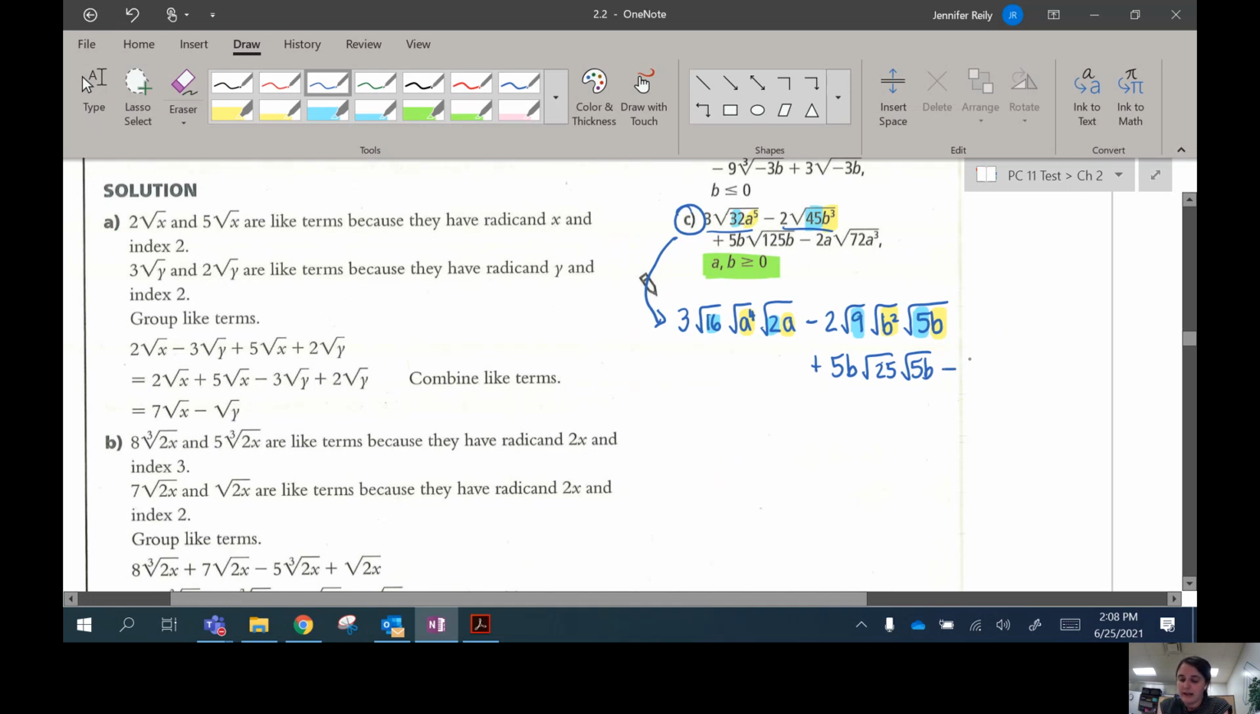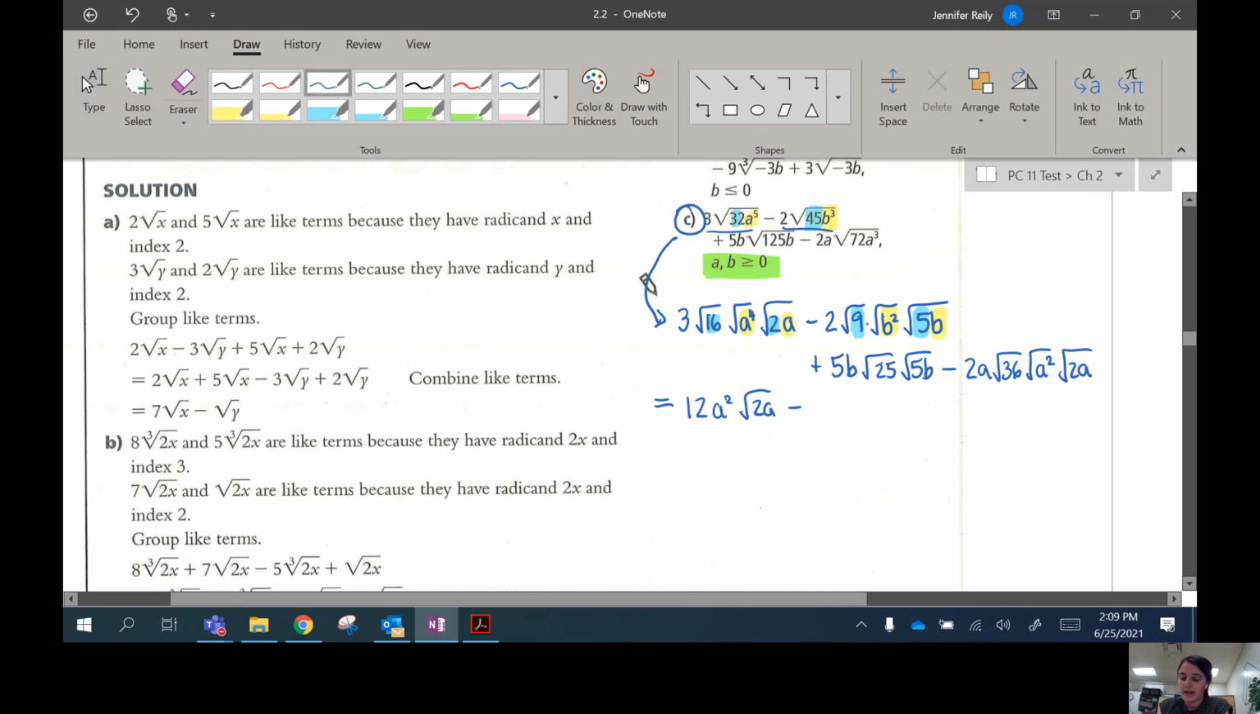And then finally, I already have a 2a, 72. 72 I can break up into 36 and 2. And then the a cubed, I can break into a squared and a. Okay, that's great. Let's evaluate everything now before I combine. So from the first one, I've got 3 times 4, so 12. The square root of a to the power 4 is a squared, and then I had my 2a left underneath the square root. If you need to pause the video and slow down, you may do so.